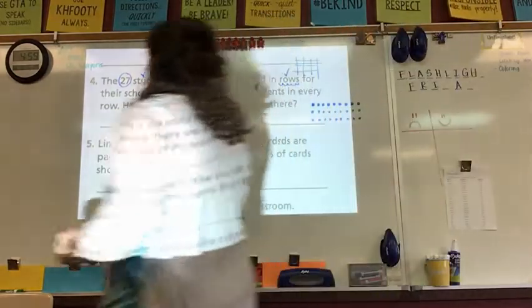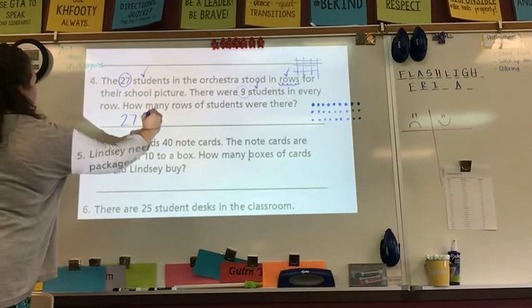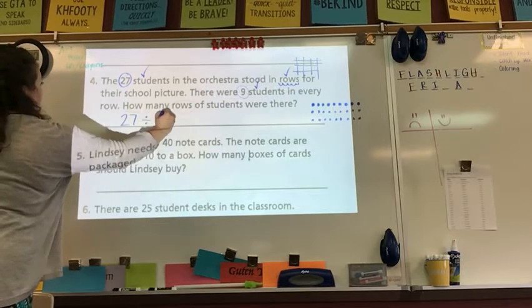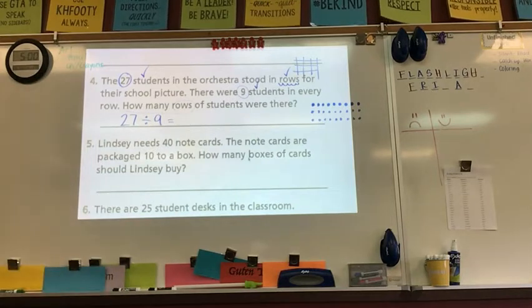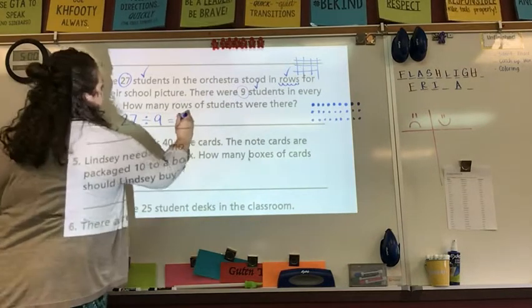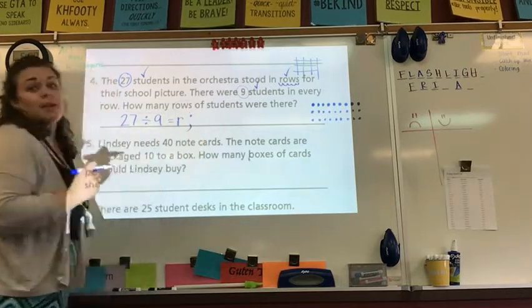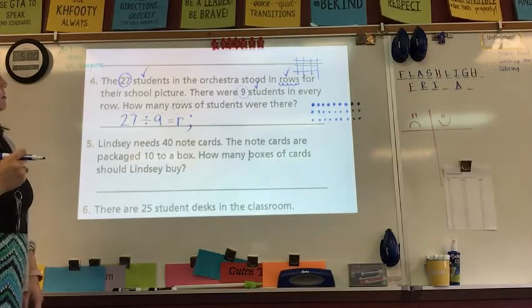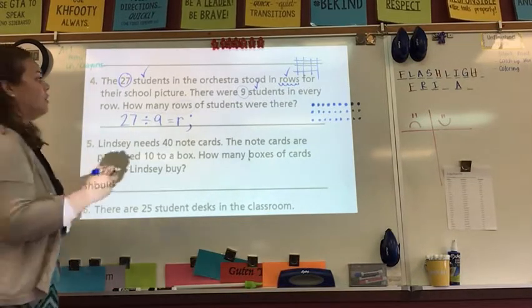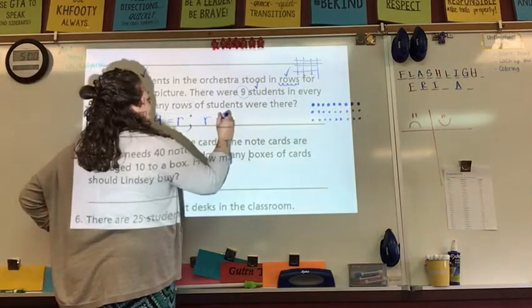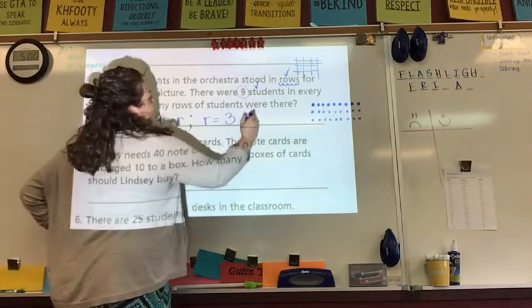So let's go ahead and start. 27 divided into rows of 9 equals R for rows. And then don't forget that semicolon. Now we're going to go ahead and answer it. What is R? R equals 3 rows.